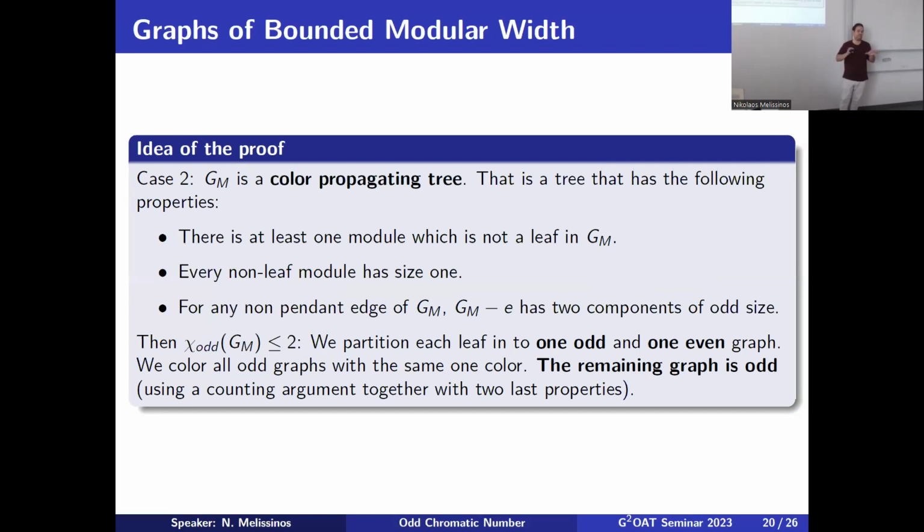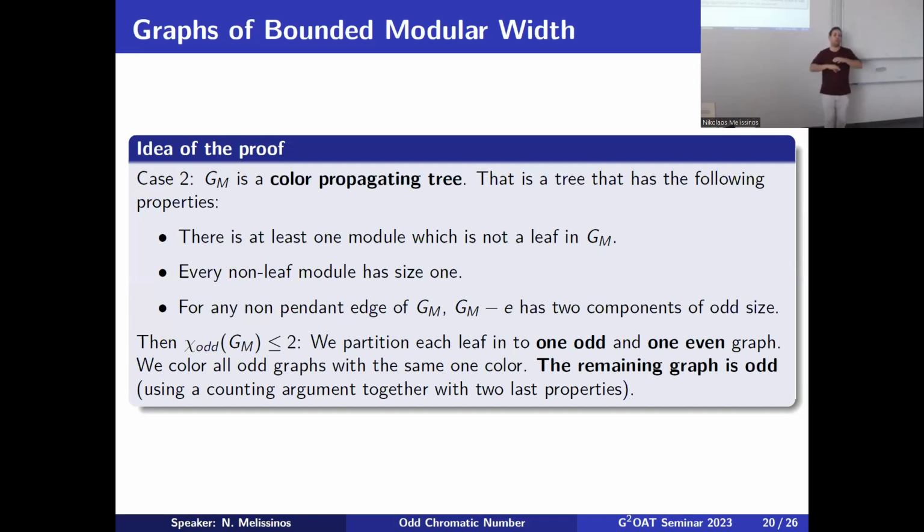Basically, imagine that all the modules are in the leaves of that tree, and every other node is just one vertex inside that. We managed to show that if we have such a construction, then we can use at most 2 colors. I'm not going to go into the details of how this is exactly done.